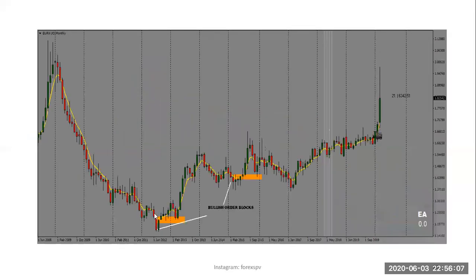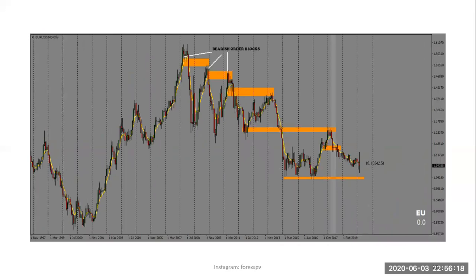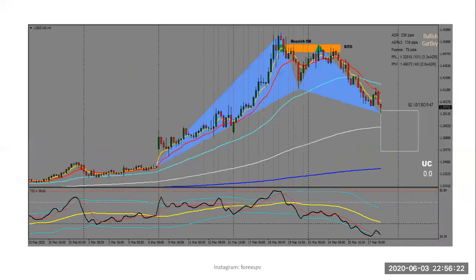This one is a bullish order block, the same as this one. So you look for a candle that has the most body. Sometimes we can have two candles that can form a whole block. We'll look at it later on.